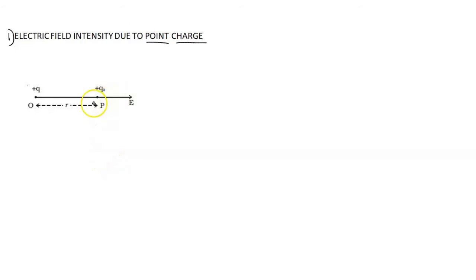So consider a point charge plus Q placed at a point O. Let P be another point at a distance R from O where the charge Q naught is placed. So consider electric field intensity E in this direction. So R is the distance between two charges. So we know that from Coulomb's law, the electrostatic force equation is 1 divided by 4 pi epsilon naught, product of two charges divided by square of the distance between them. So consider this as equation 1.